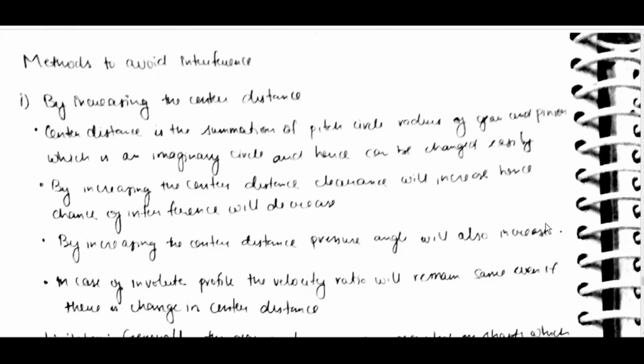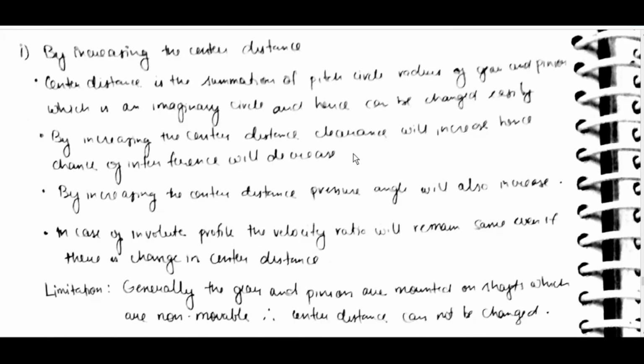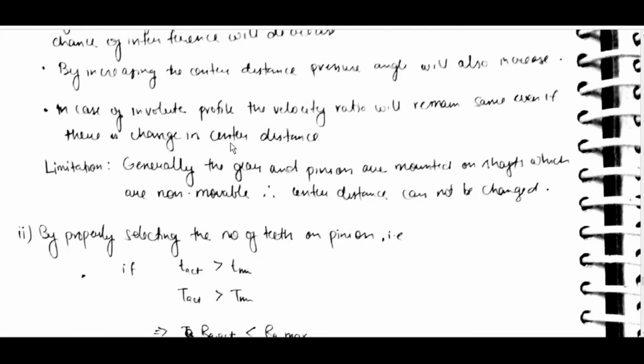Methods to avoid interference. By increasing the central distance, which is the summation of the pitch circle radii of gear and pinion, which are imaginary circles and hence can be changed easily. By increasing the central distance, clearance will increase, hence the chance of interference will decrease. By increasing the central distance, the pressure angle will also increase. In case of involute profile, the velocity ratio will remain the same even if we change the central distance.